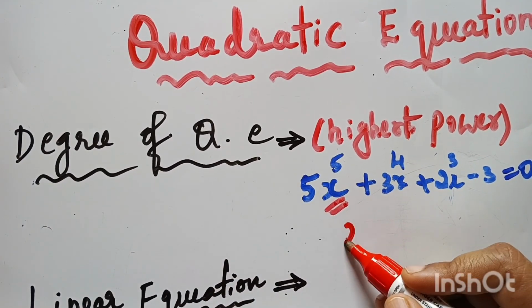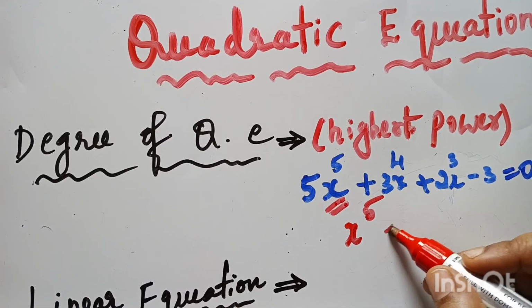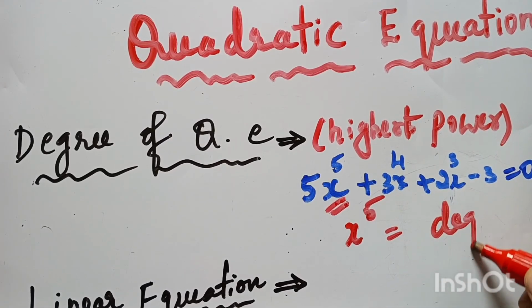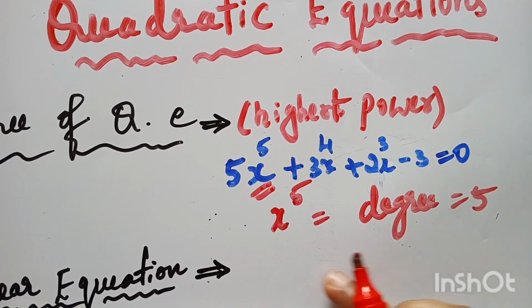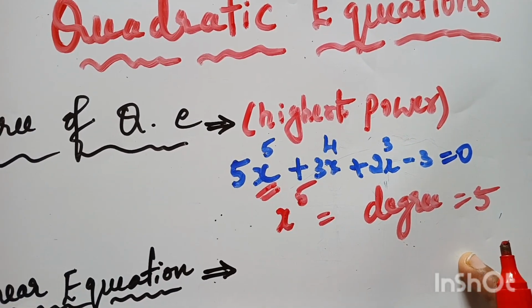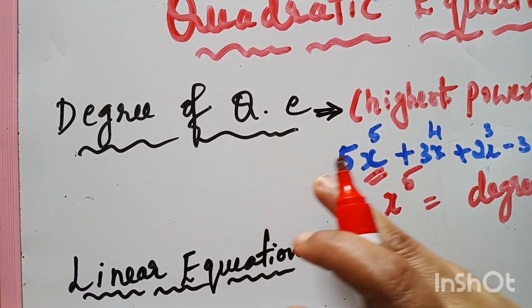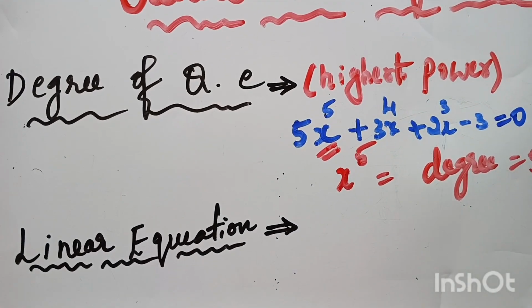So x is raised to power 5, which is the highest power. So the degree here is equal to 5. The degree of the equation is 5 here. The degree is the highest power of an equation.